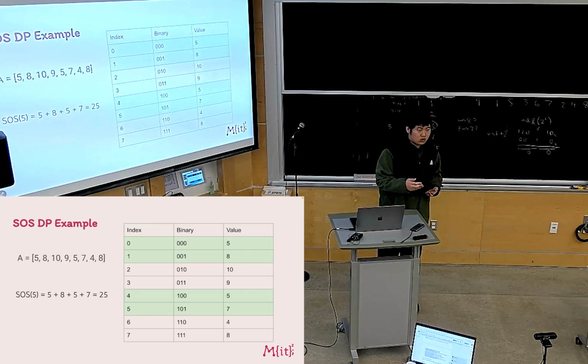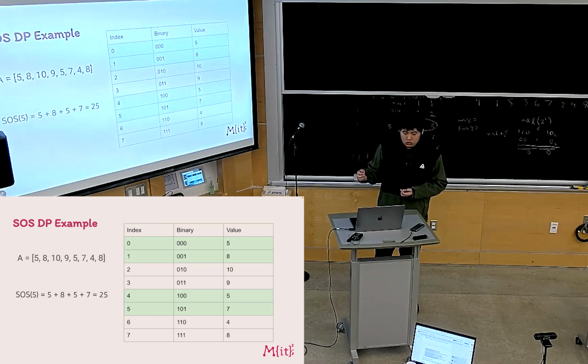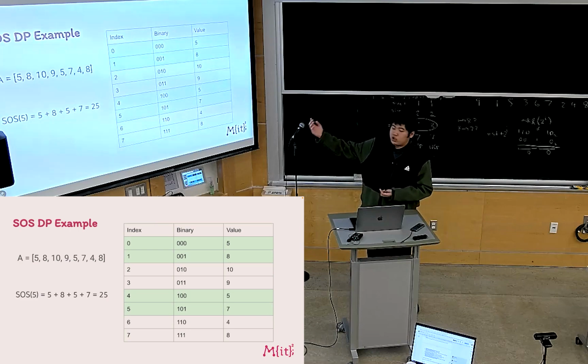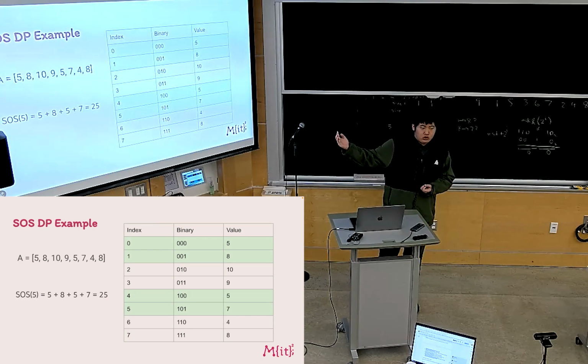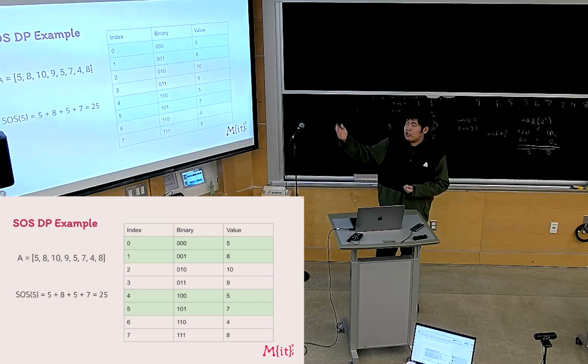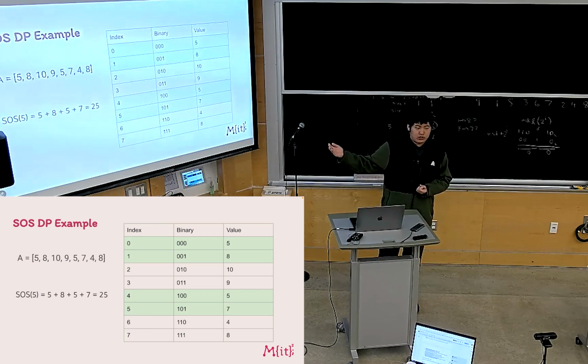Could you explain again, how did we get 5, 4, 4, and 2? Like value 5 for index 4. Oh, the array is 0 indexed. So A of 0 is 5, A of 1 is 8. Oh, I see. Okay. Yeah.